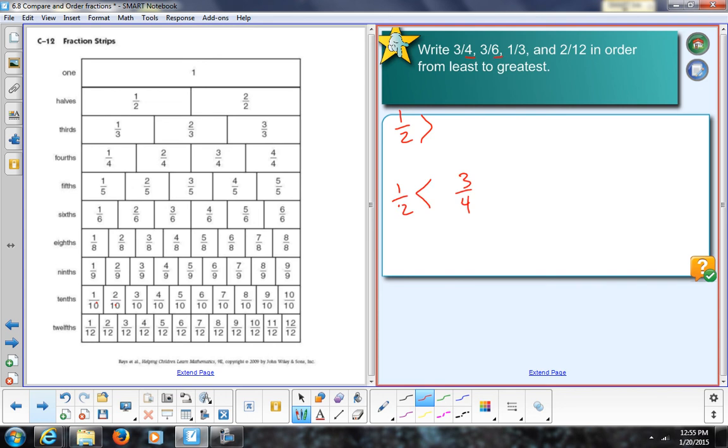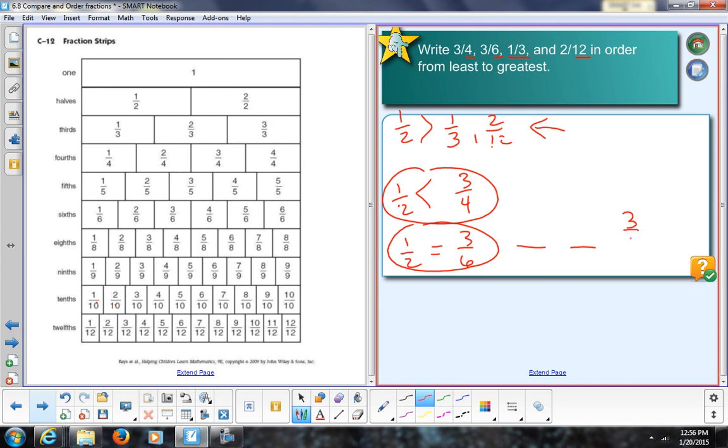1/2 of 6 is 3. So 3/6 is actually equal to 1/2. 1/2 of 3 is about 1.5, so that is actually less than 1/2. And 1/2 of 12 is 6, and 2 is less than 6, so 2/12 should be less than 1/2. Okay, so I know my biggest number is going to be here. And I know that these two numbers right here are less than 1/2, so my second biggest is going to be here. So I'm going to have blank, blank, and then 3/4.